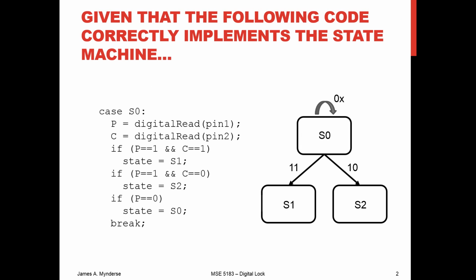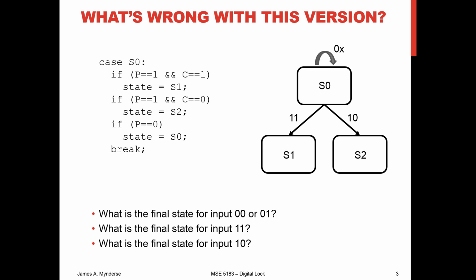Alright, hopefully you took some time to think about this. Let's go back to the first error. What's wrong between this one and the previous case? Well, the transitions are the same. It's still 3 if statements. If P equals 1 and C equals 1, if P equals 1 and C equals 0, and if P equals 0. So there's no change there.